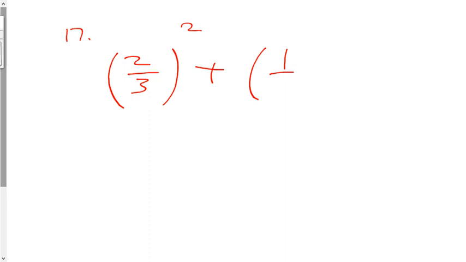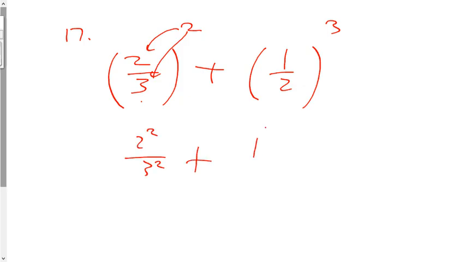Question number 17. Threw a lot of people for loops here. Fraction squared plus fraction cubed. The easiest way to do it is just to simplify these using, I think, law 5. Is that what it is? Since it's a fraction, you can apply the exponent to both parts, or 2 squared over 3 squared, plus 1 cubed over 2 cubed.